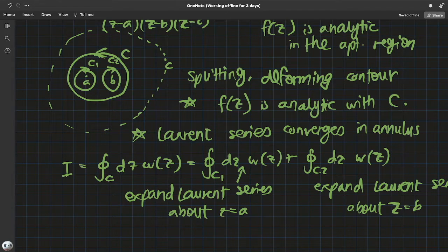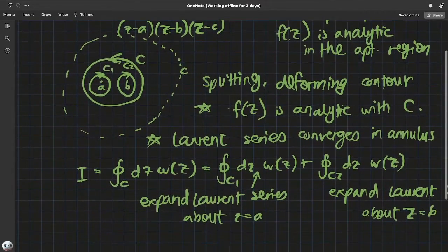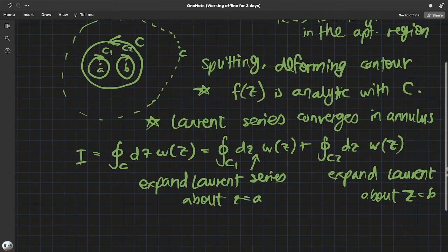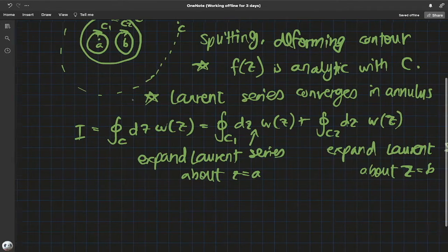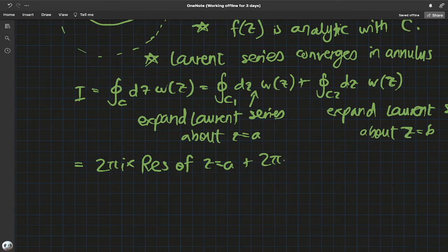So for the integral over C1, our focus is on this contour of integration C1. We only care about things that are inside. The only pole that's inside is z equals a. So we're splitting up a problem with multiple poles, by contour deformation, into problems with single poles. This is just like the previous page, because this now becomes 2 pi i times the residue at z equals a for C1, plus 2 pi i times the residue at z equals b.